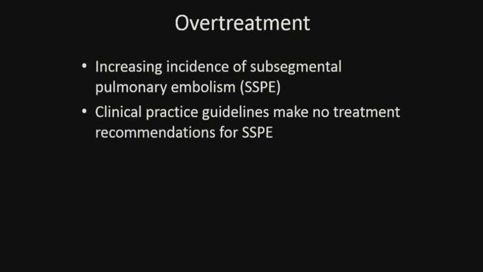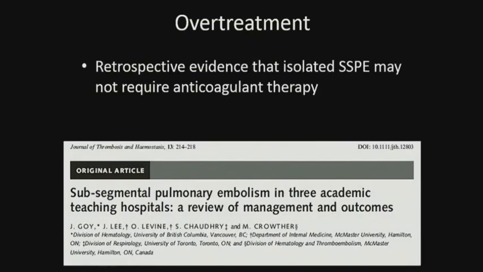Overtreatment is a concept that small pulmonary emboli in subsegmental vessels may not merit treatment when a risk-benefit analysis of anticoagulation versus no treatment is considered. This thinking has emerged as a result of the increasing incidence of subsegmental pulmonary embolism, particularly in the absence of robust data to support its treatment.